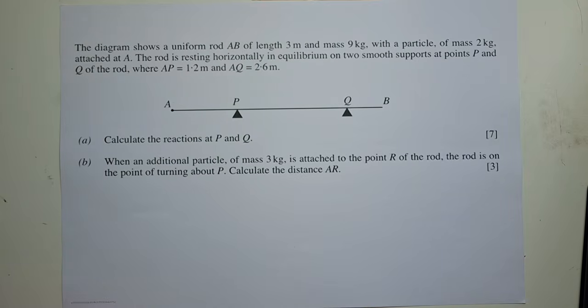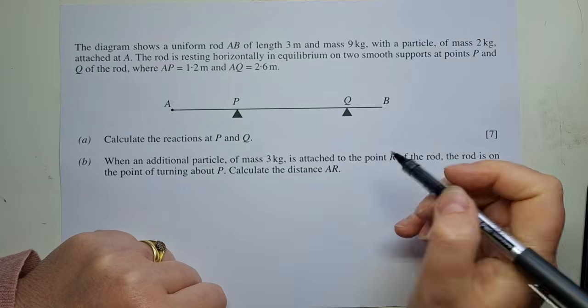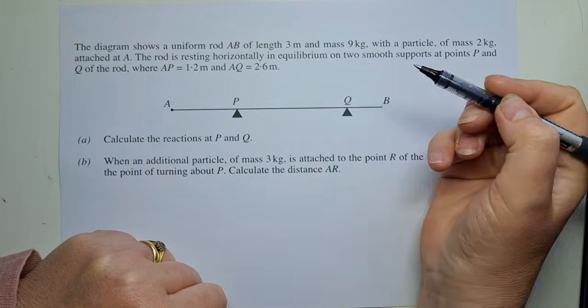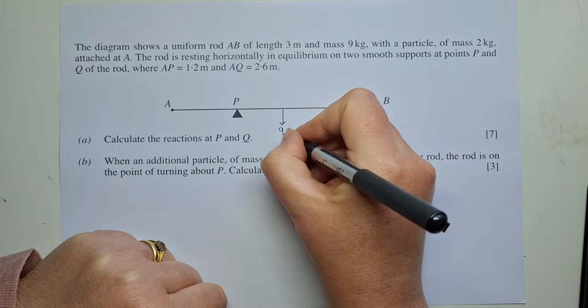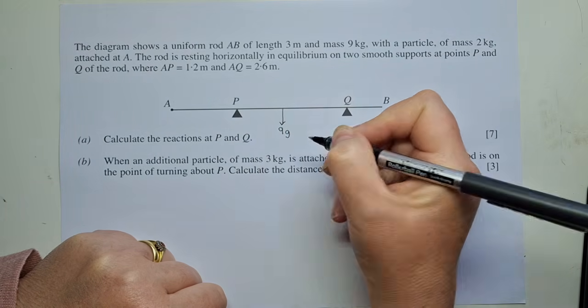Right, moments 3. The diagram shows a uniform rod AB of length 3 meters, mass 9 kilograms. So we've got all this information. Let's transfer all this into the diagram. So the rod is uniform, so halfway along the rod, we're going to put its mass, which is 9. So the force down is 9g.